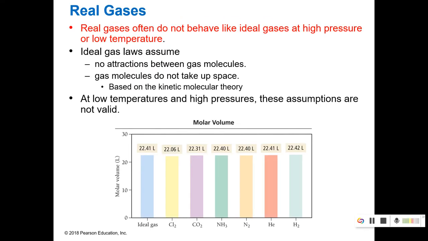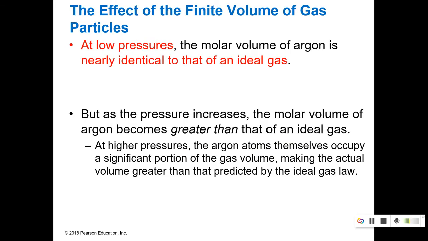Okay, real gases, on the other hand, do not behave like these ideal gases, but they behave that way at high temperatures or low pressures. So for ideal gases, we assume there's no attraction between molecules and the molecules don't take up space. But at low temperatures and high pressures, these are invalid assumptions. So at low pressures, the molar volume is nearly identical to that of an ideal gas. Okay, so it mimics that ideal gas at low pressures.